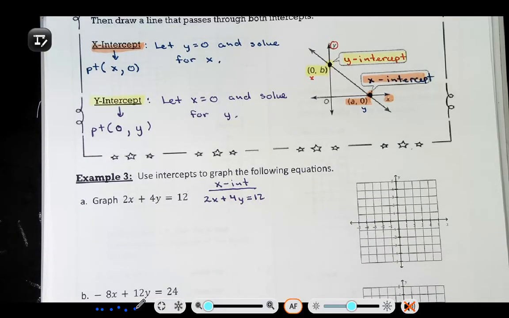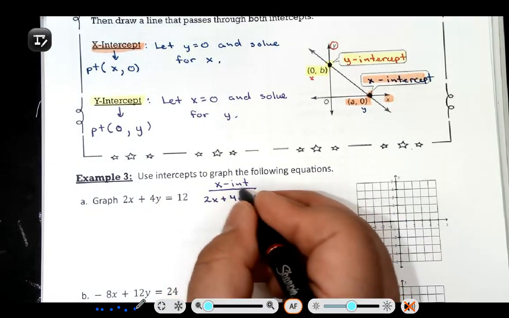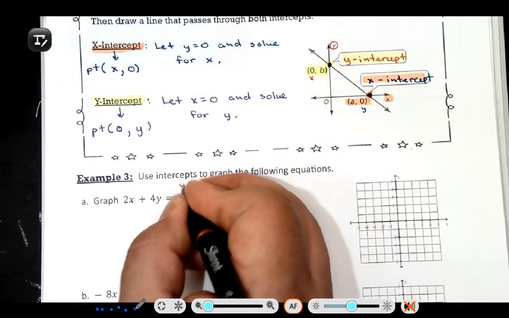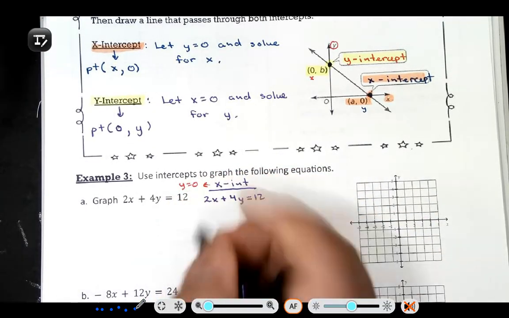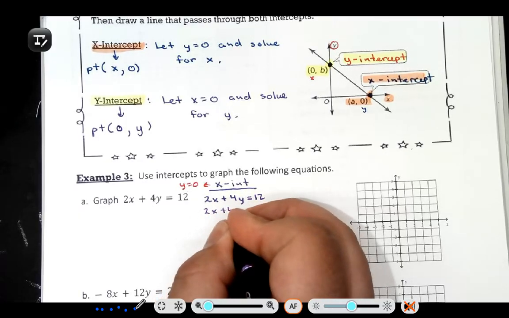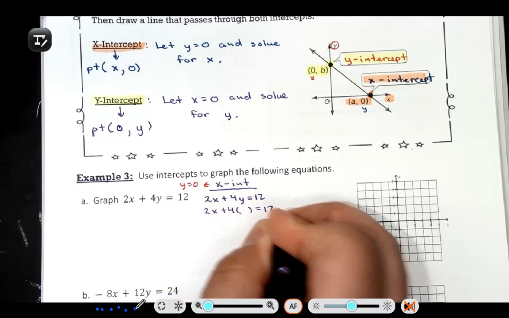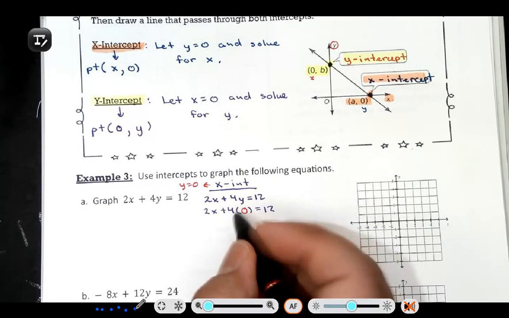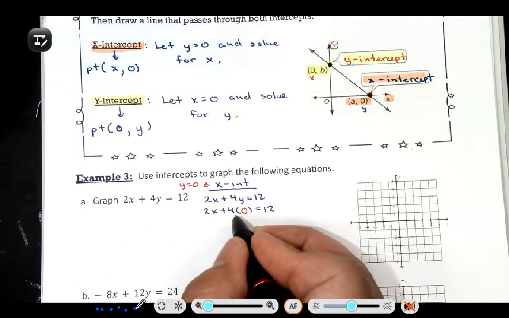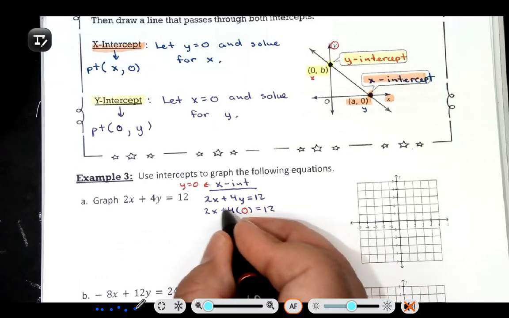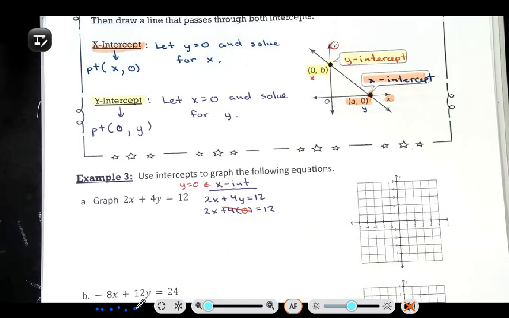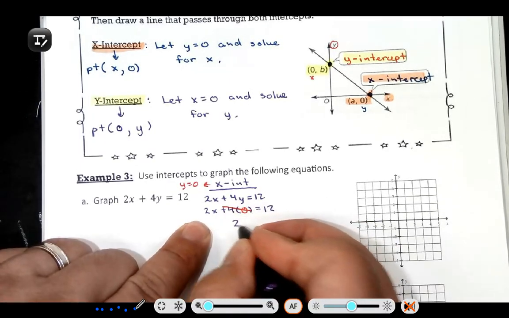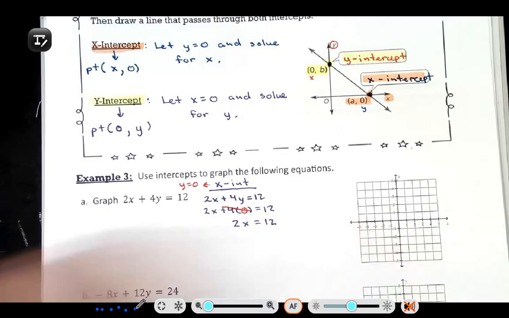But remember, if I'm trying to find an x-intercept, then the rule is y has to be 0. Here I go: 2x plus 4 parentheses equals 12. That's where my 0 goes. What's 4 times 0? Anything times 0 is 0, so it's gone, completely gone. I don't need to write it. All I care about is I have a 2x left, and then I have a 12 left.